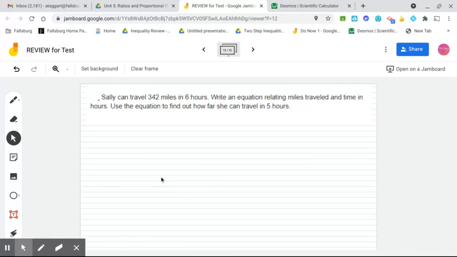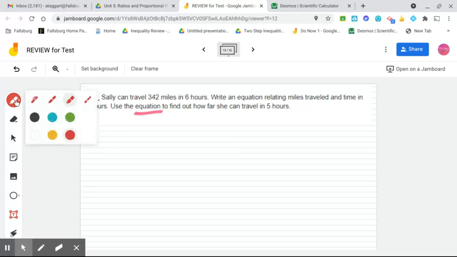Next, Sally can travel 342 miles in 6 hours. Write an equation relating miles traveled and time in hours. Use the equation to find out how far she can travel in 5 hours. This one we must write an equation. Yes, you can write a proportion. However, you need to follow directions and it's asking for an equation.